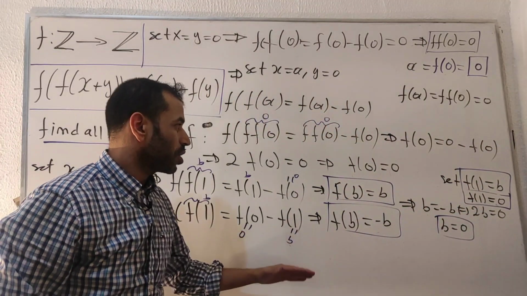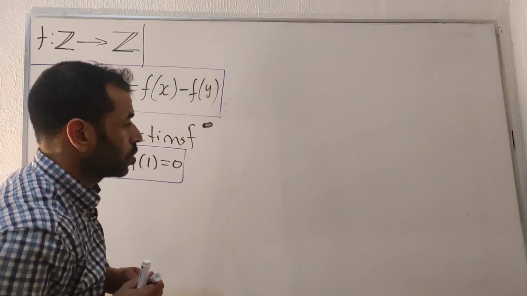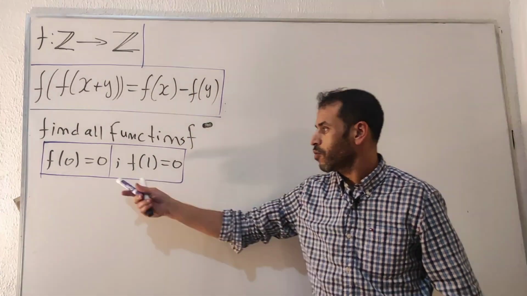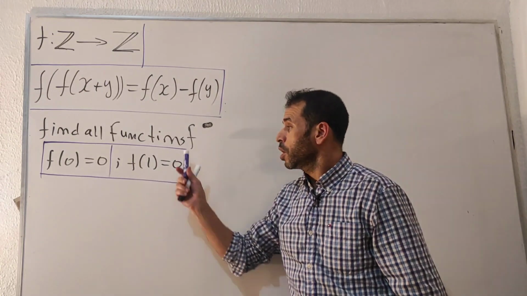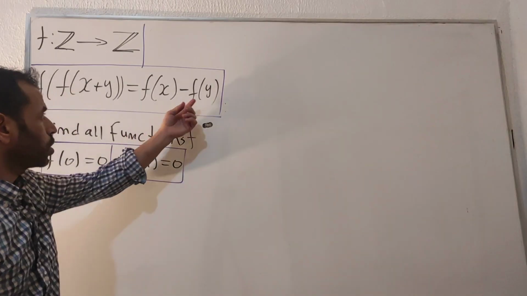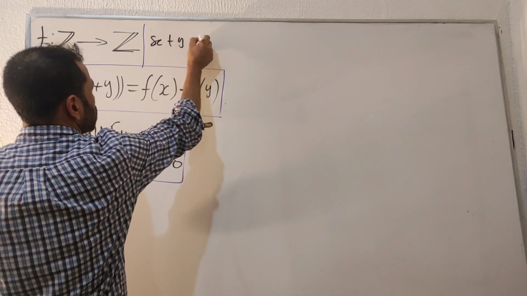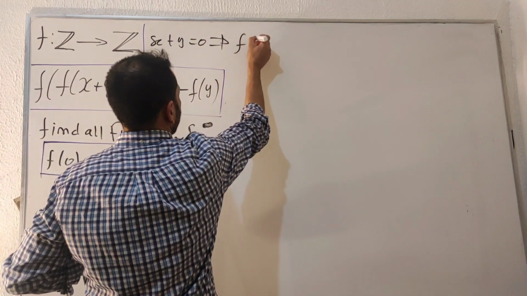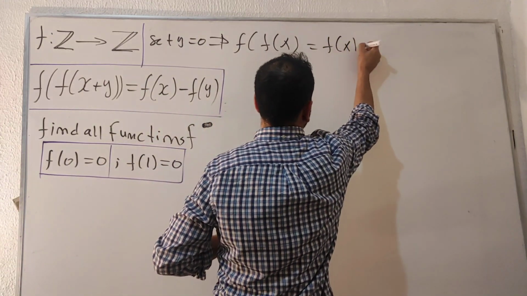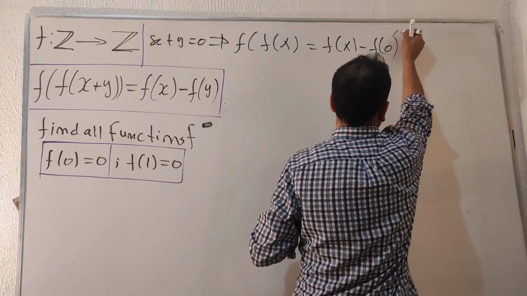Let's get rid of this one and move on to the next step. Previously we were working on small values, f of 0 and f of 1. We found f of 0 equals 0 and f of 1 equals 0. Now let's move on to work on the general case. I'm going to replace y with 0 and leave x free. Let's set y equals 0. So I will have the following: f of x equals f of x minus f of 0. We already know f of 0 equals 0.